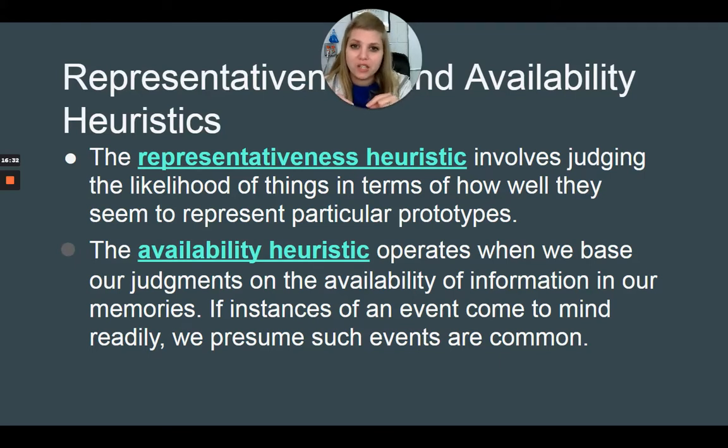So representativeness heuristic is where we think about the likelihood of an event based on how well it is part of a particular prototype. So if something fits a particular prototype, we're like, oh yes, that's obviously what it would be. I tend to use myself as one of these examples.